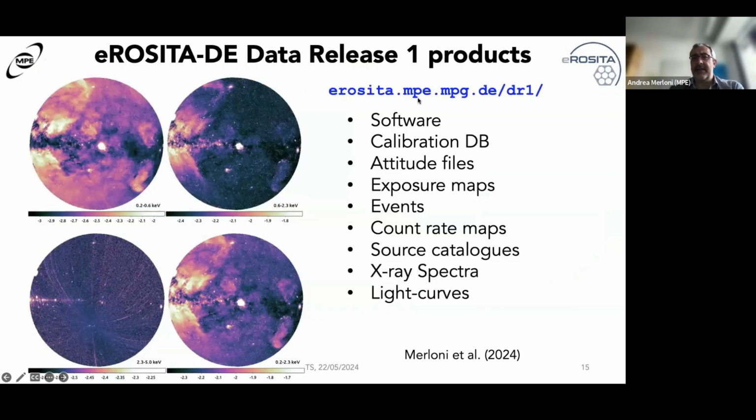All the data, the catalog, in fact, all these photons, one by one, can be retrieved in our data release 1 web pages, where we release not only the events, but also the software, the calibration database to reduce the data, the attitude file, the exposure maps, and the catalogs, of course, and some properties of individual sources like spectra and light curves.